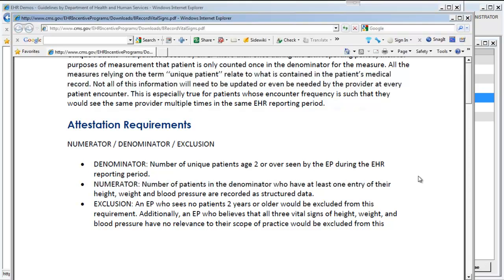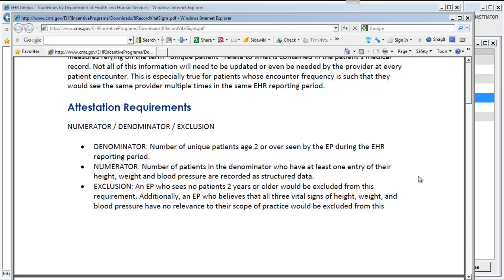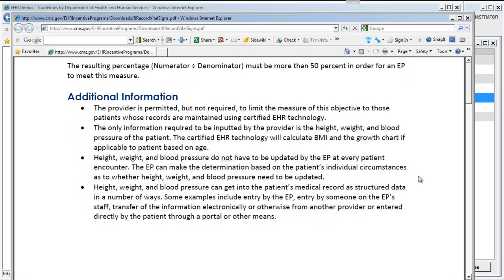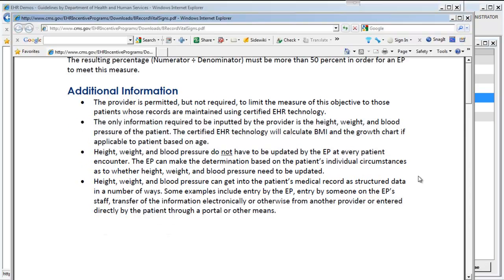Or if you see patients who are 2 years and older, but all 3 of those vital sign elements are not relevant to the scope of your practice, then you're excluded from this measure. And of course, the resulting percentage must be more than 50%.